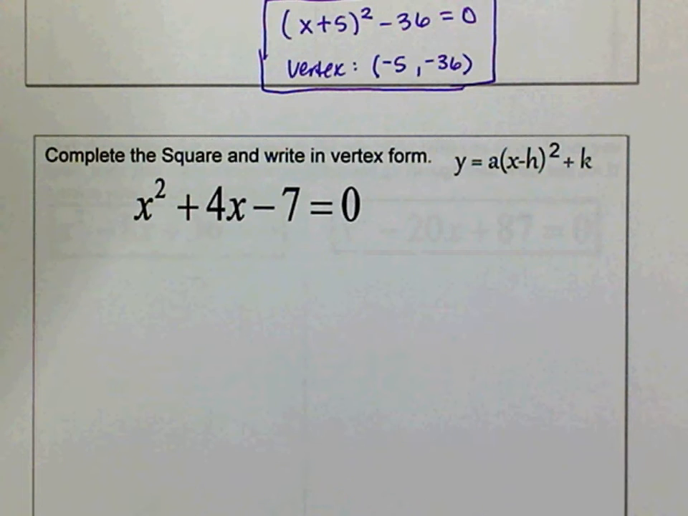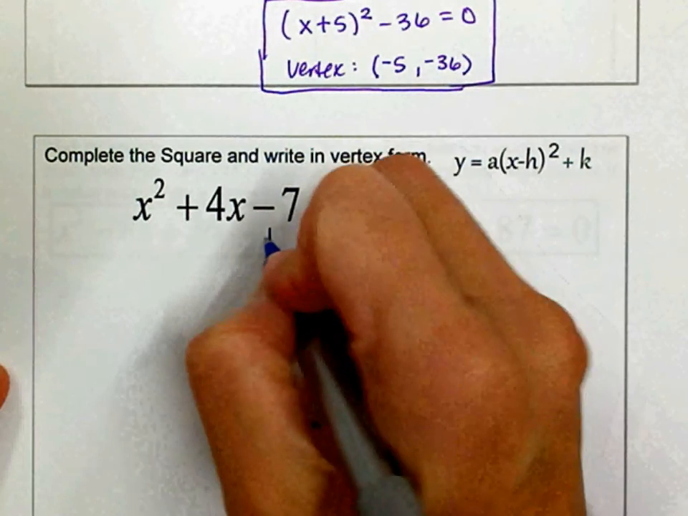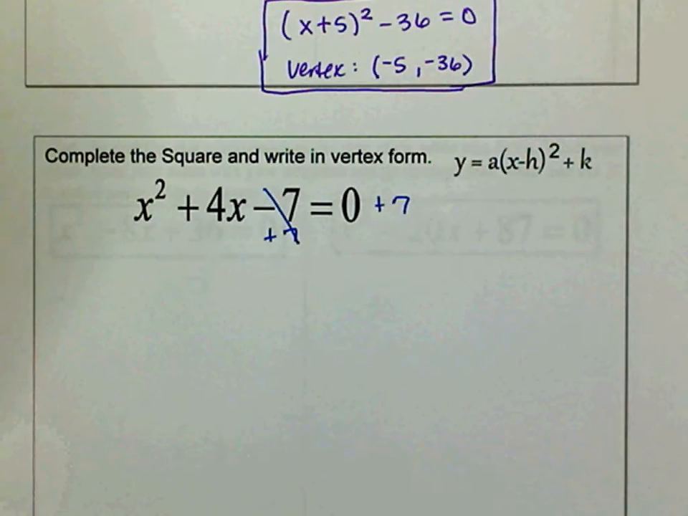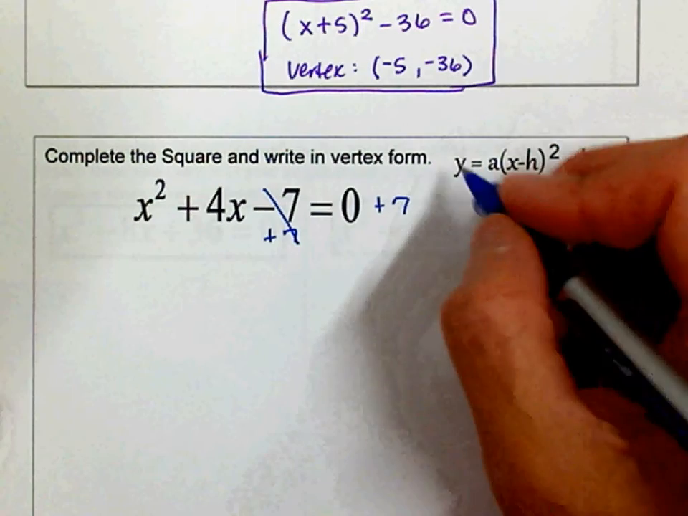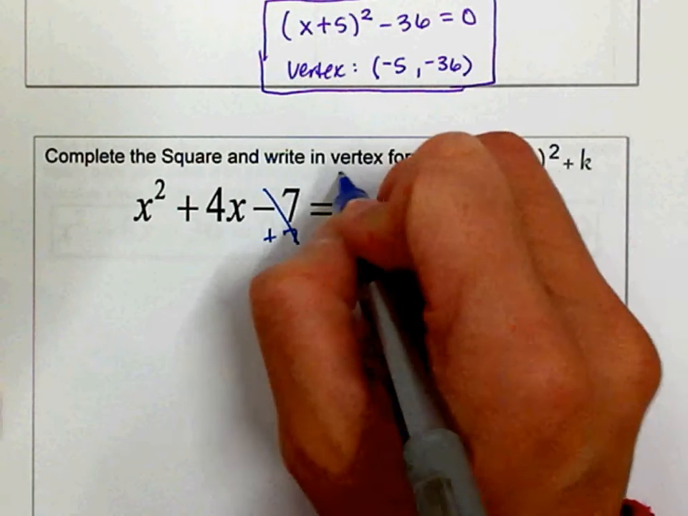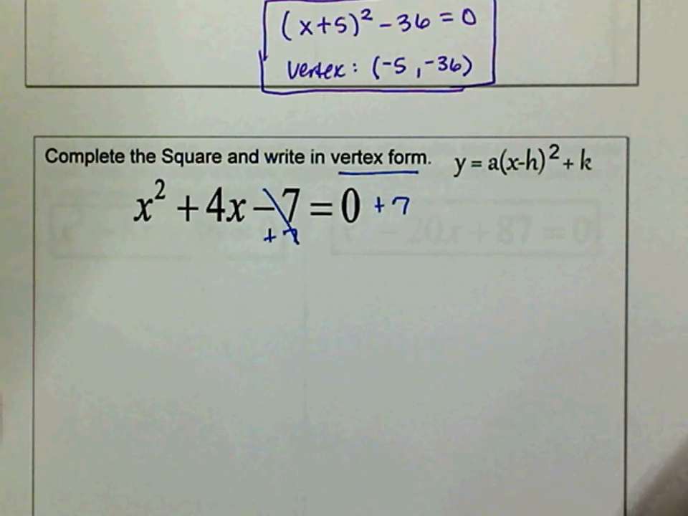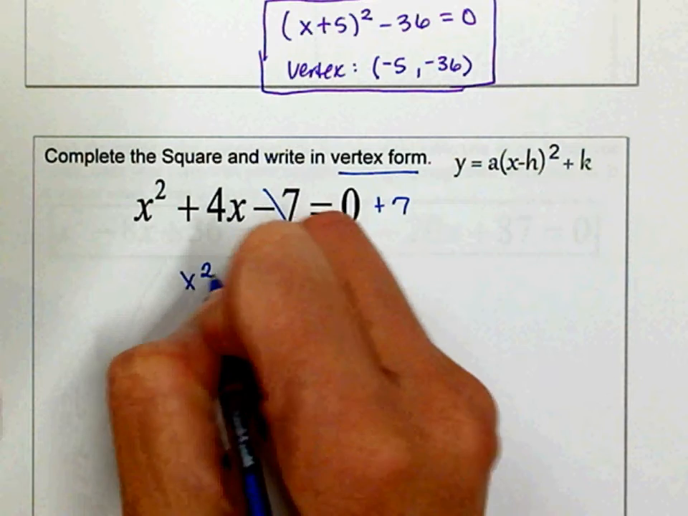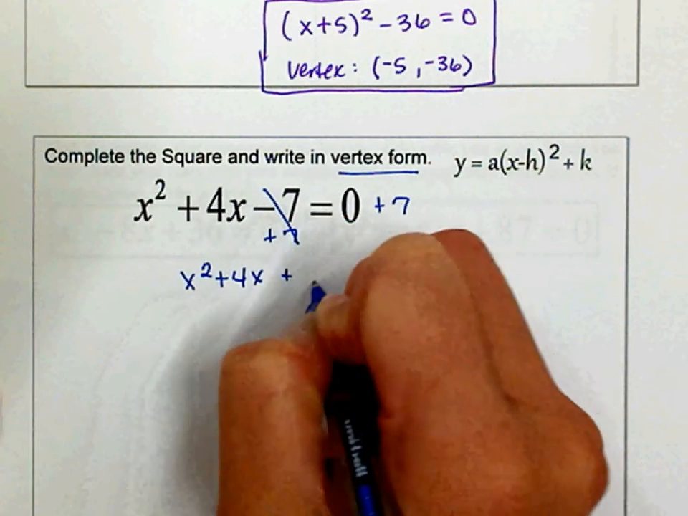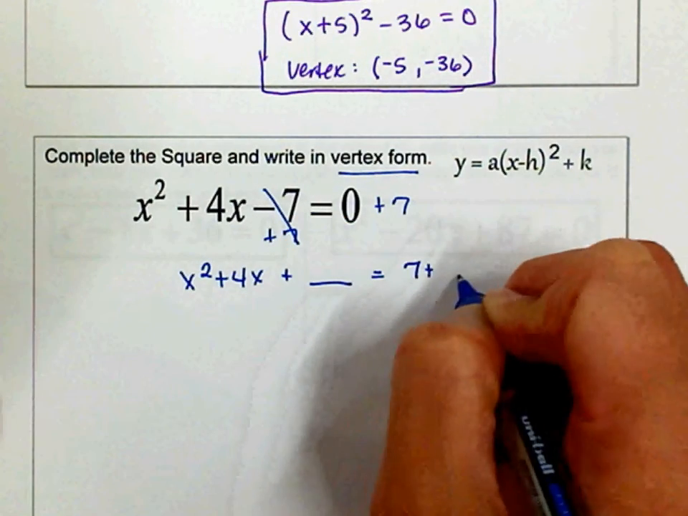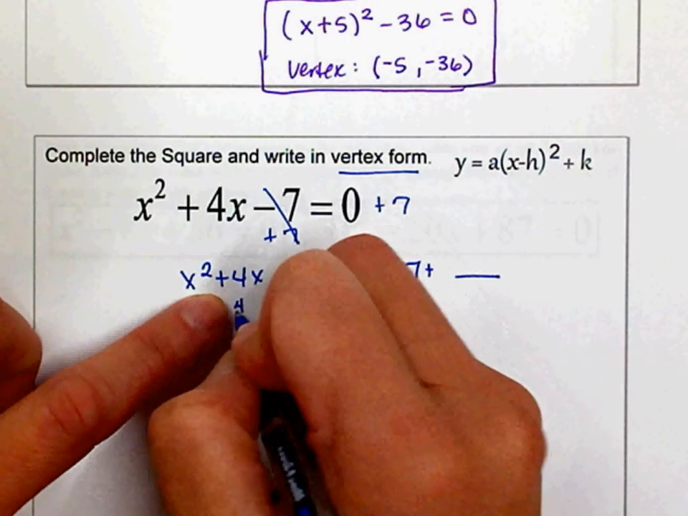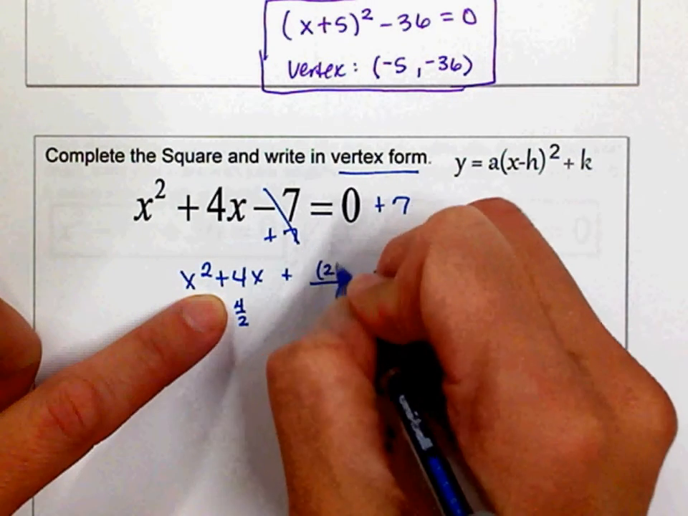All right, step 1. Add 7 to both sides, just like that, okay? This time, I want you to write it in vertex form, just like we did earlier. So now you have x squared plus 4x plus a blank equals 7 plus a blank. Half of 4 is 2, so 2 squared. 2 squared is 4.